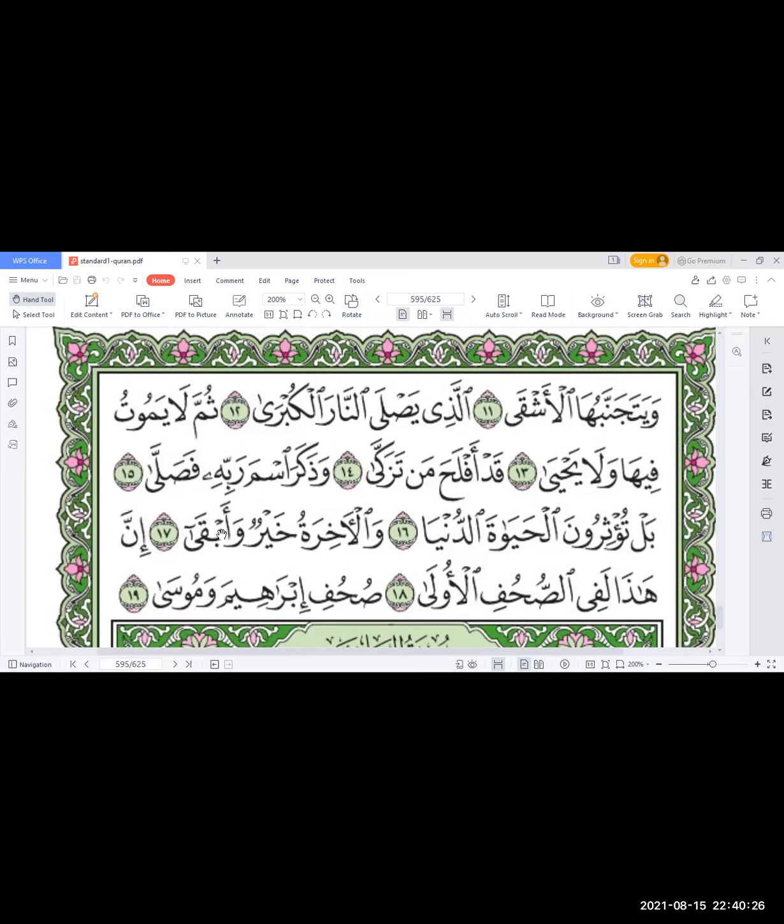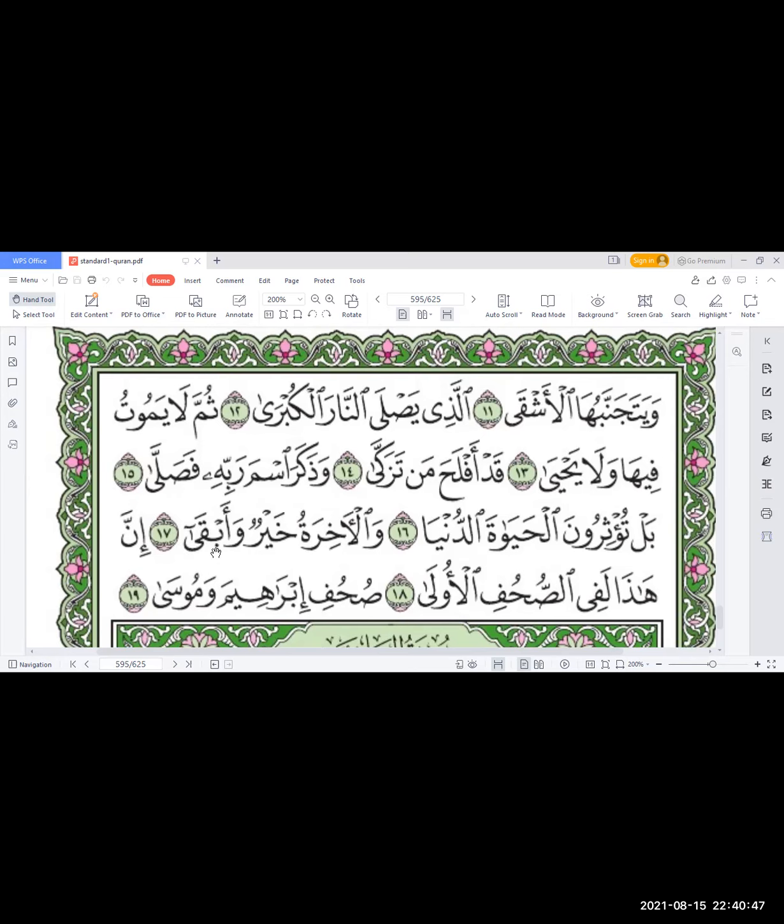Baqi, just like baqi. Lasting. Because of the form mutafdil, it becomes abqa, more lasting. If you have alif lam, that becomes the most lasting.